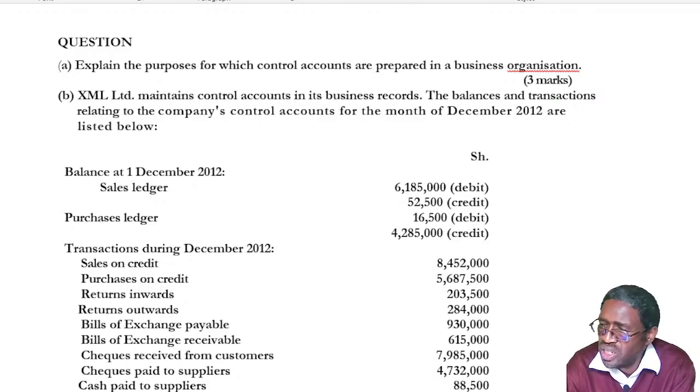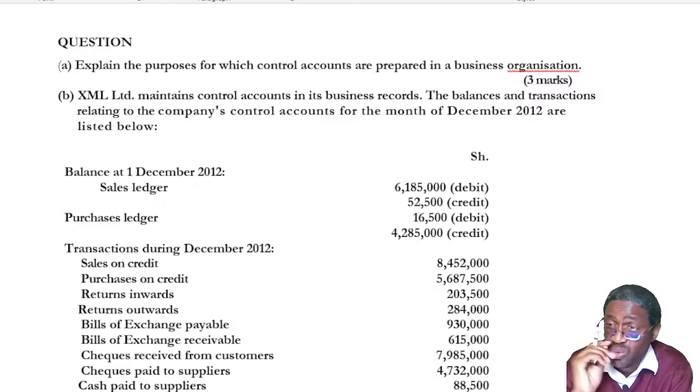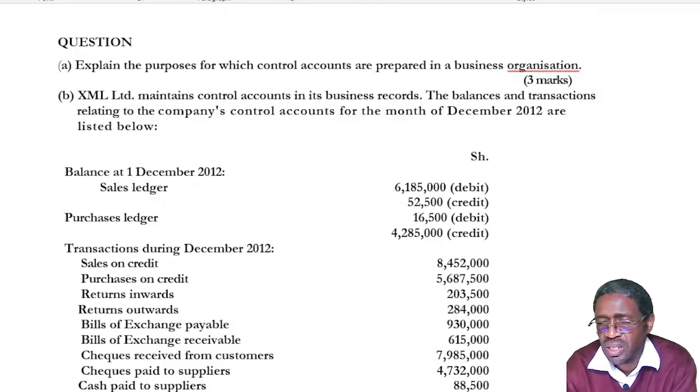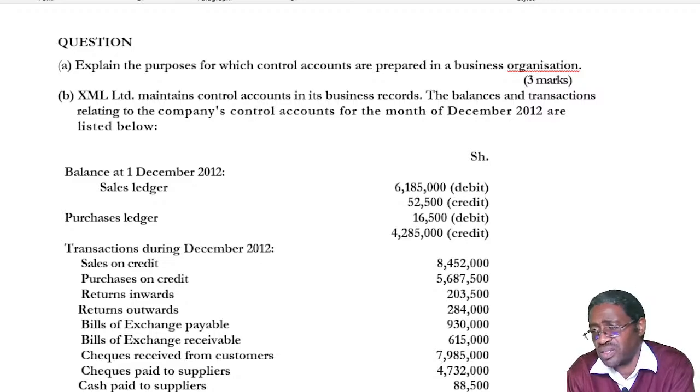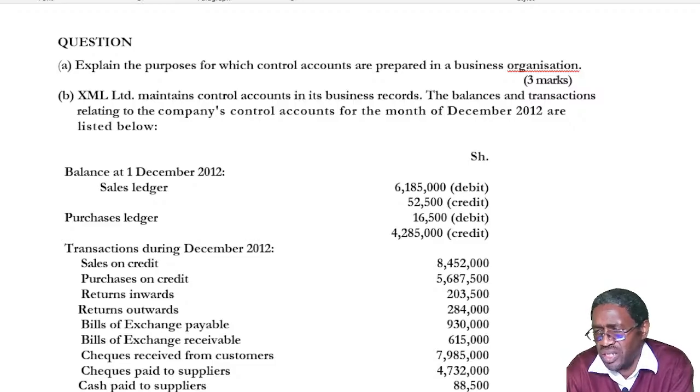I've told you, debtors ledger, which is also known as sales ledger, is always a debtor. Debtors are always an asset. Assets are always a debit balance. That's why you can see the bigger amount is the 6.1 million debtors. Then we go to purchases ledger. By beginning of the month, 16,500 credit. That one I told you is when you overpaid them. Now you are demanding from them. Otherwise, the normal creditors is a credit, that is 4,285,000.